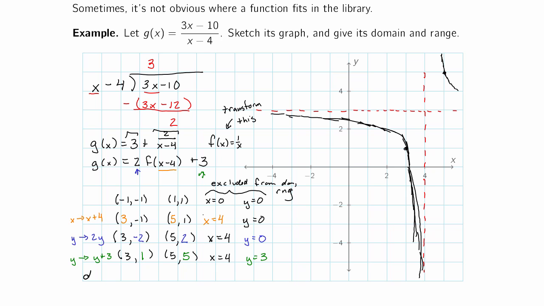So our domain is the set of all x's that are not 4, and our range is the set of all y's that are not 3. So just by the transformations, we also see what the domain and range are, since we knew the domain and range of the original function.